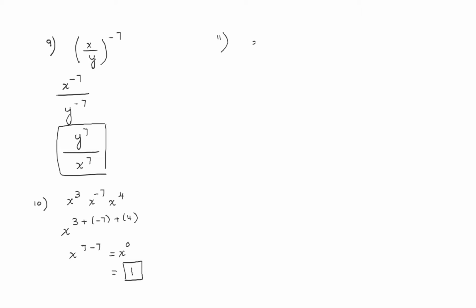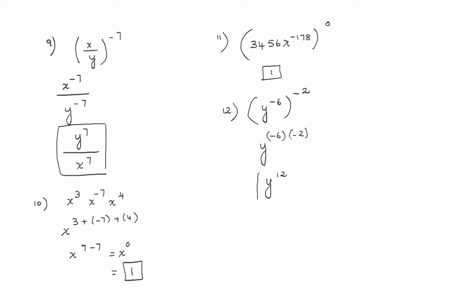And number 11, we have 3, 4, 5, 6, x to the power negative 78 to the power 0. Anything to the power 0 is 1. It doesn't matter what the power is. Here it's 178, but when you multiply by 0, it's going to be 0. And when you have a power raised to a power, you have to multiply these numbers. So negative 6 times negative 2 becomes positive 12.